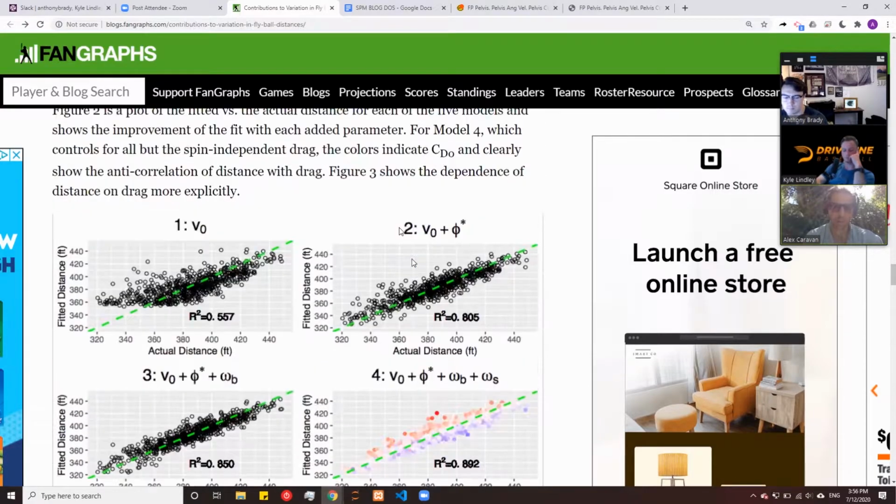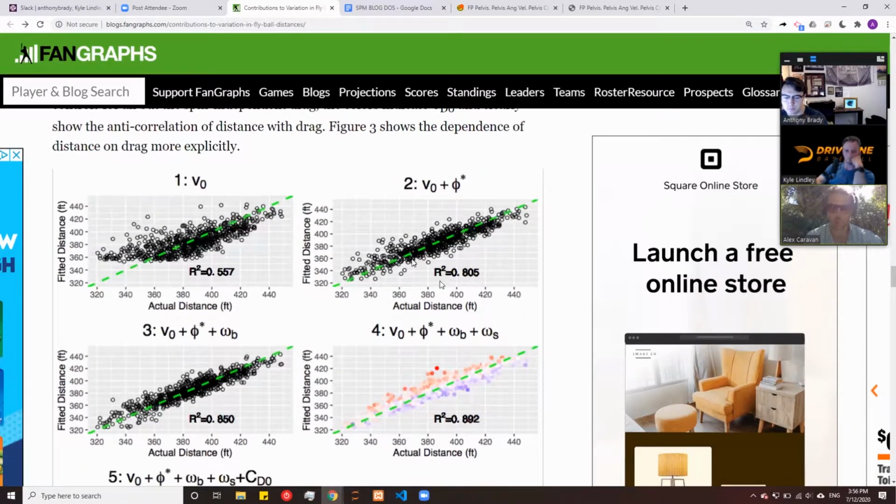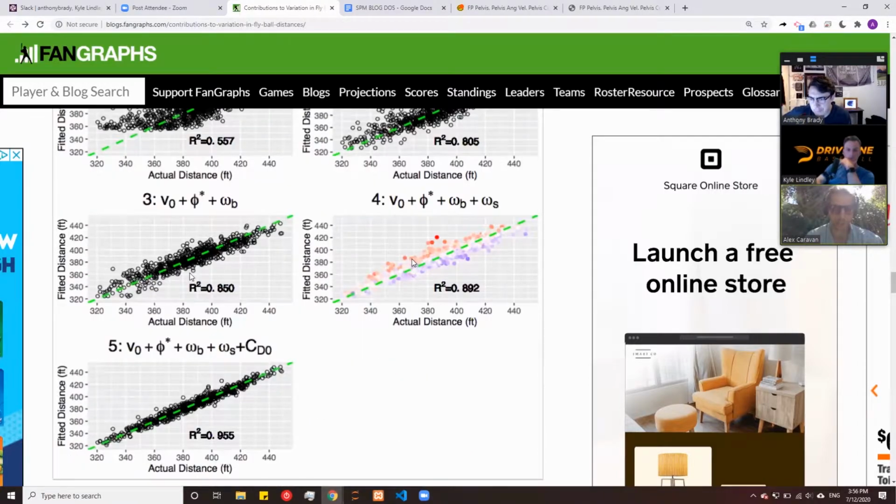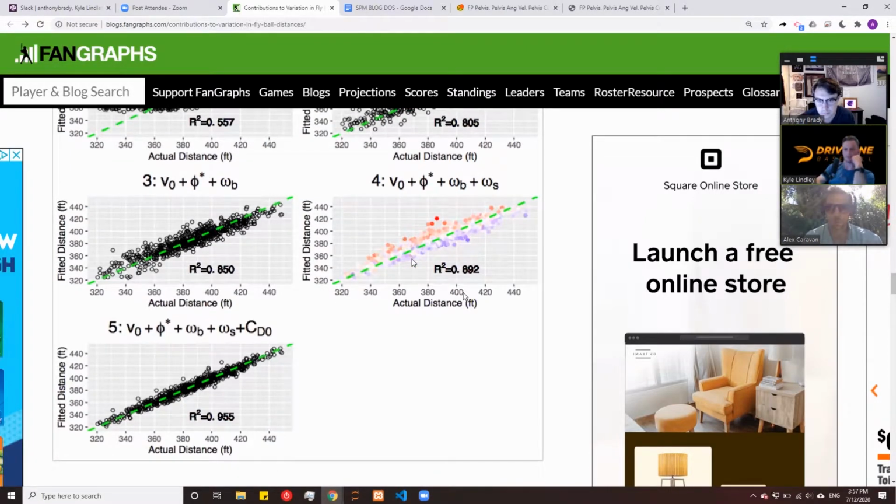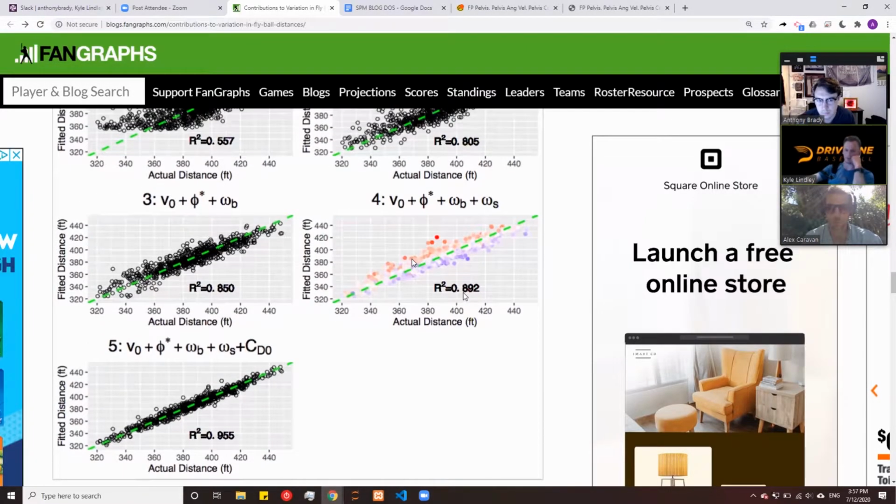So the second model already jumps a bunch, as you guys can tell. The data fits a lot more closely. The R squared goes from 0.56 to 0.81. Then mixing in backspin, we jump to 0.85 R squared. RMS is now 9.9. Fourth model, R squared is 0.89, now baking in the side spin. Is there a difference in modeling in this fourth graph? Why are they different colors? He explains it here.